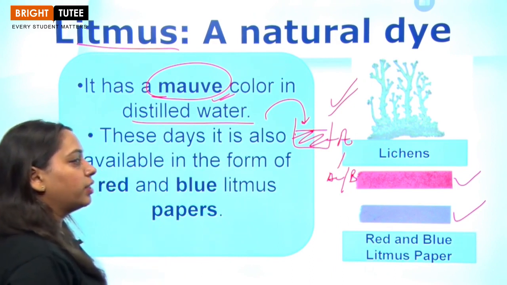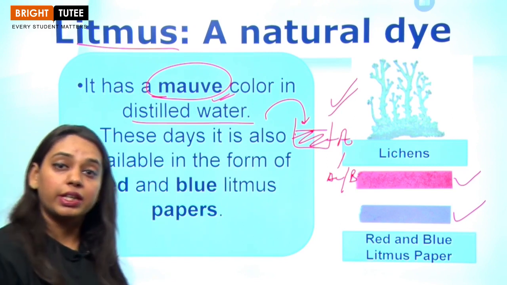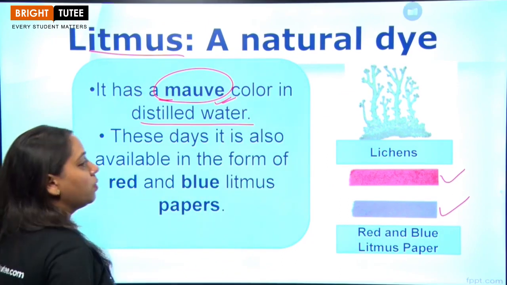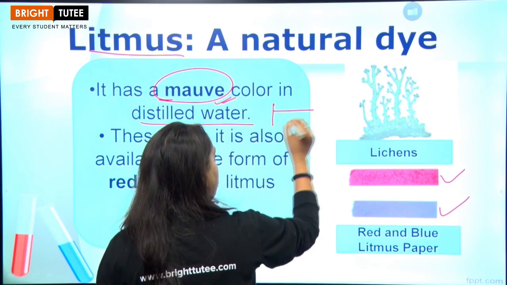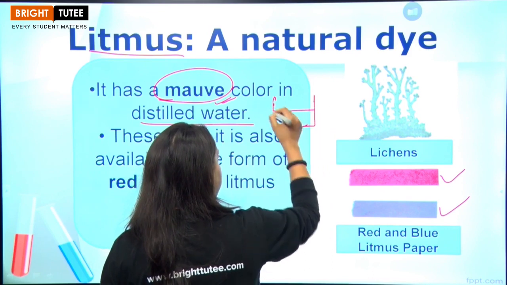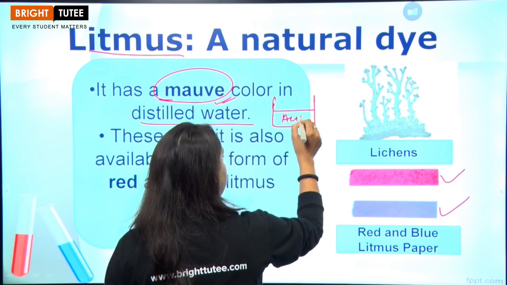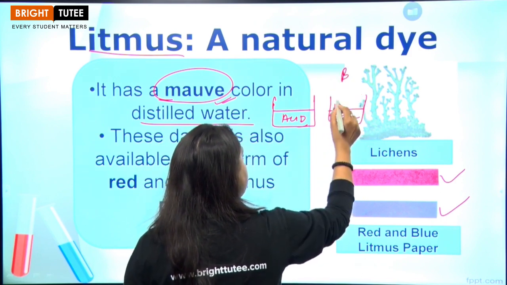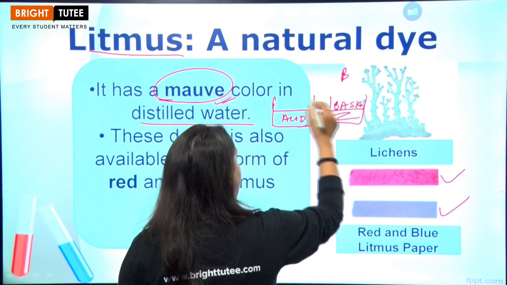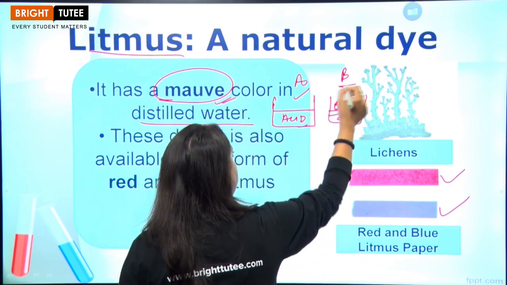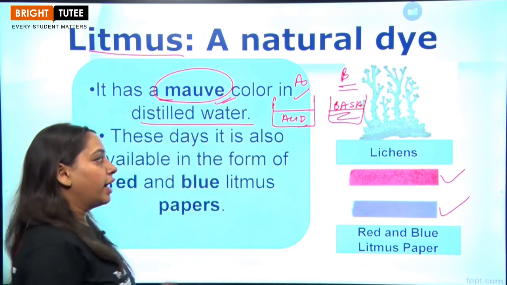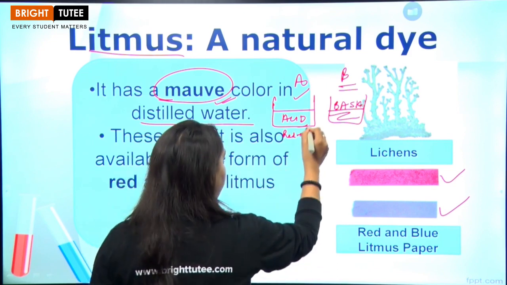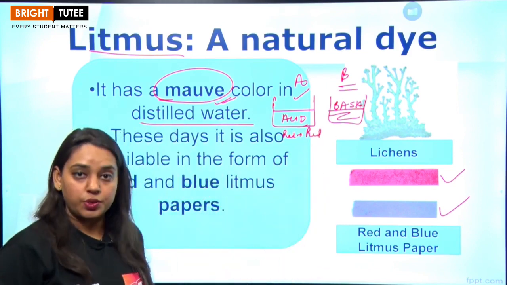Now we will discuss the color changes which indicate whether a substance is acidic or basic. Suppose we have to test this solution. This is acid, A, and we have this other beaker, B, which is basic in nature. If we add red litmus to acid, it will remain red only. You will see that there is no change in color.